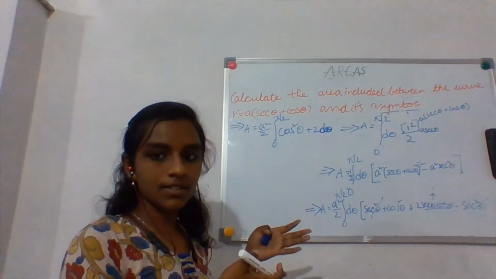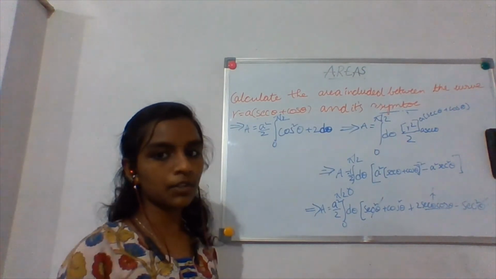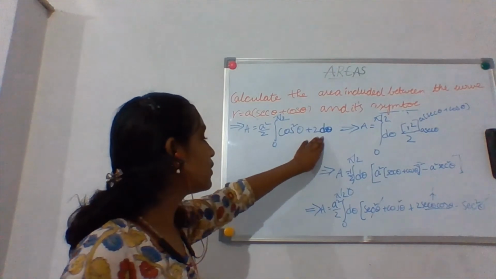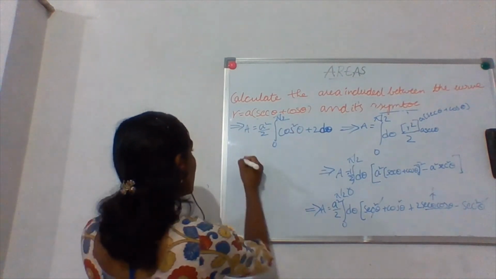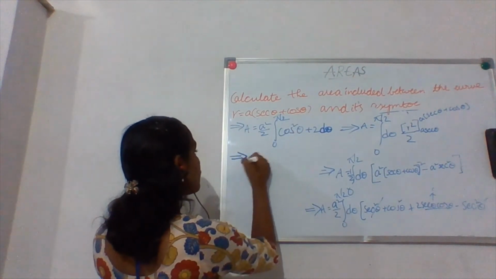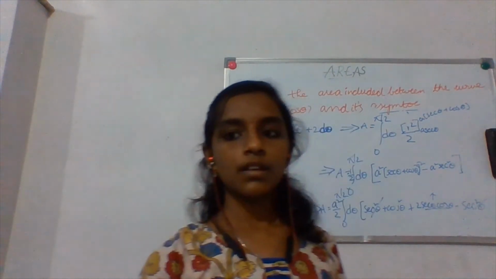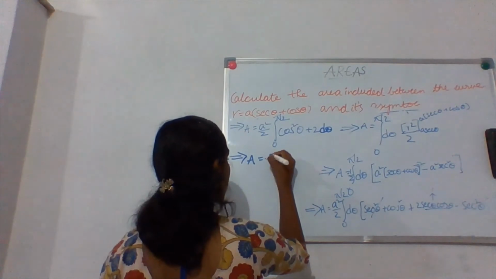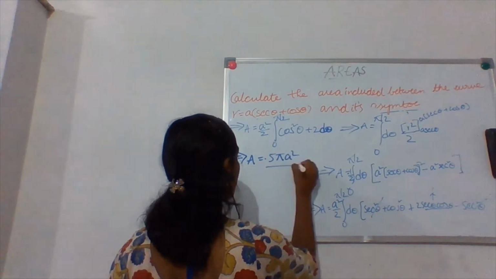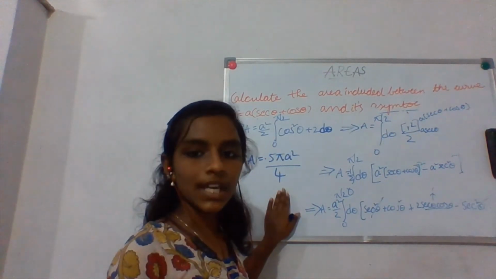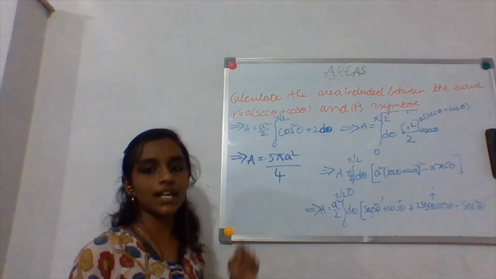You did it also in the earlier sum, where I left it, and you have to do it, even this one you have to integrate, and the final answer that you have to get is, I am writing the answer only for you to check it, okay? So the answer is 5 pi a square by 4. Only for you to check this answer. So this is the final answer that you will be getting.